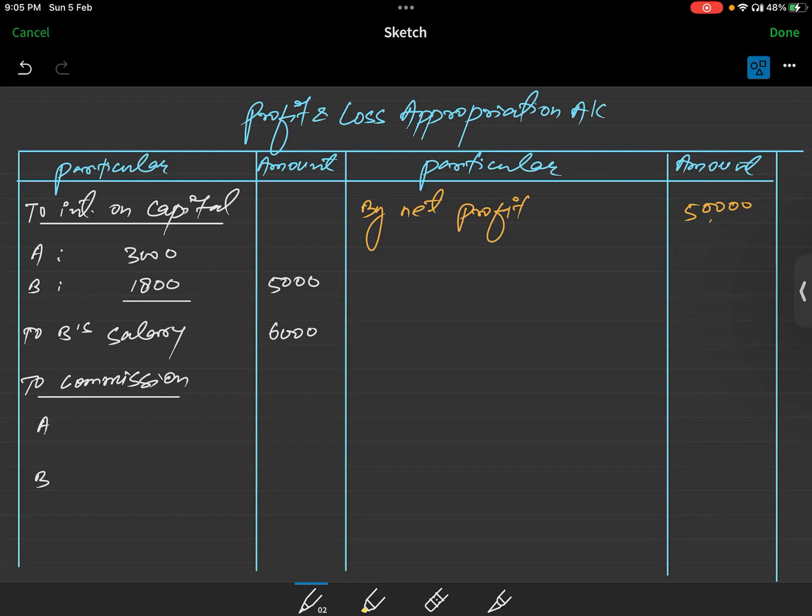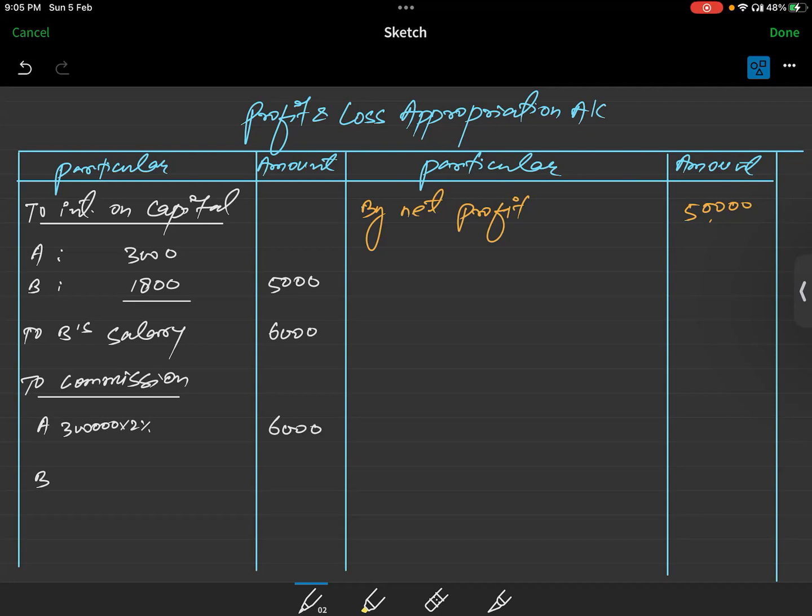In case of A, we will easily be able to calculate the commission, which is 2% on the turnover. Turnover is also given in the question. It is given as, let me find, just a moment. Yeah, total turnover is given as 3 lakh. I am sure everybody is able to see that total turnover is 3 lakh. On 3 lakh, we'll calculate 2%, which will be equal to 6,000.